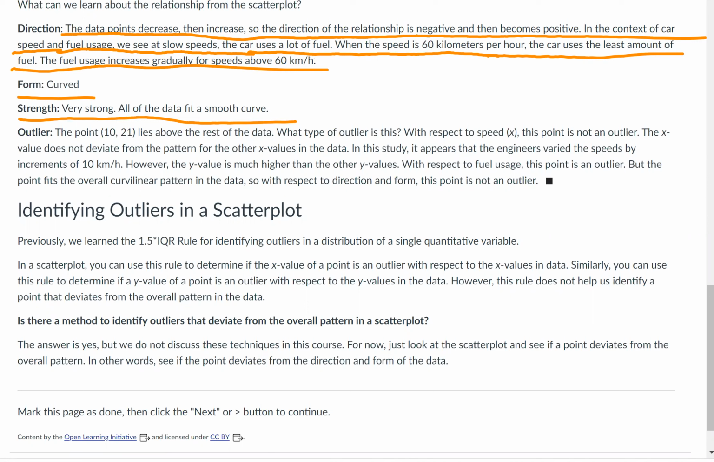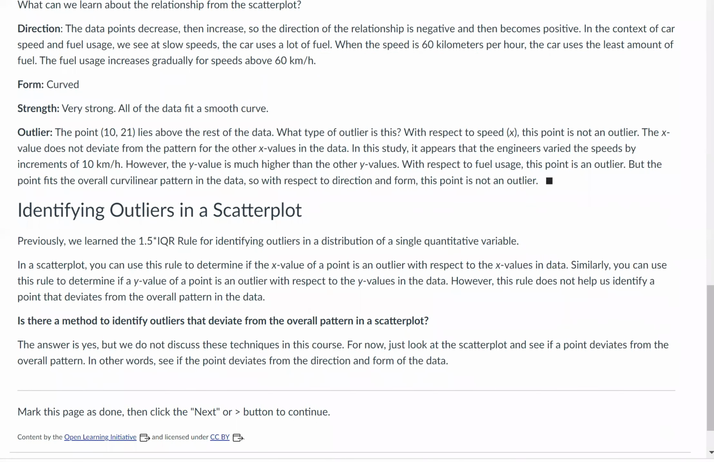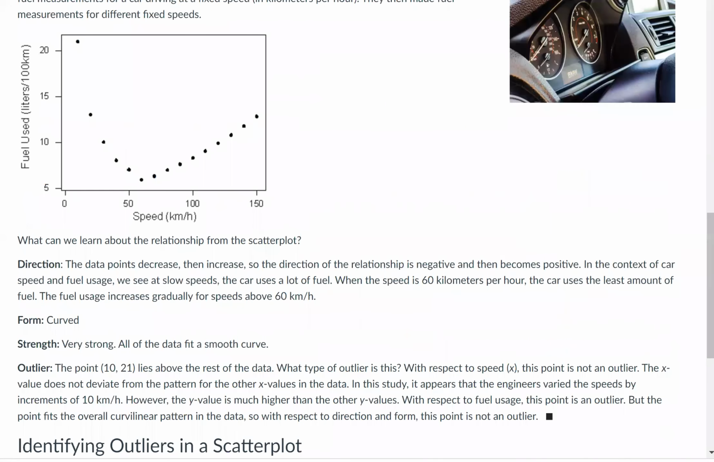All the data seem to fit a smooth curve if you go back and look. Yeah, it's pretty perfect. I could draw a curve that hits all of them. I'm not doing a great job, but I can imagine it hitting all those points perfectly.